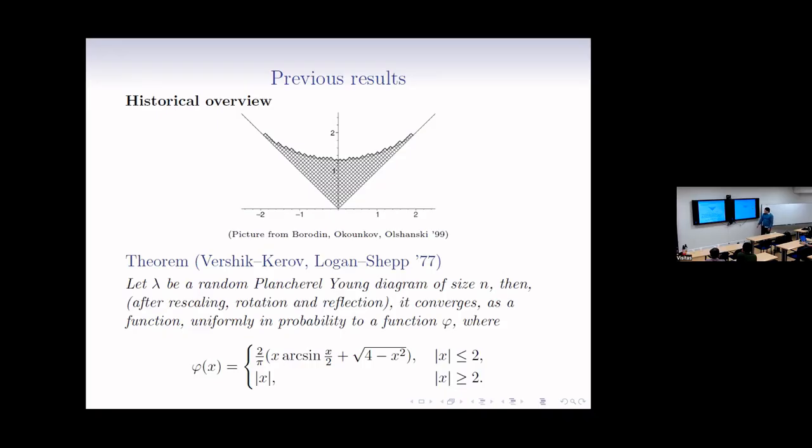This theorem was proved by Vershik, Kerov, and Logan-Shepp in 1977, and they actually found that if you think of this Young diagram as a function, then it converges in a certain way to some limiting function that has been found explicitly.